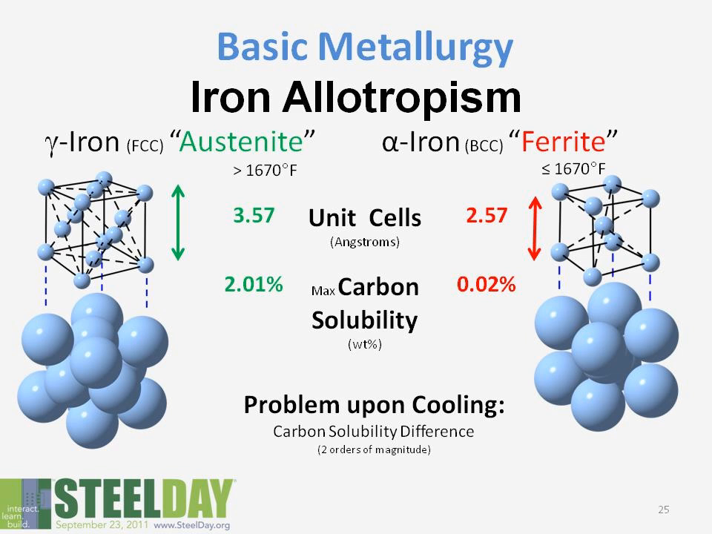Why is that important? Well, in this change from the face-centered cubic or the austenitic state to the body-centered cubic ferritic state at lower temperatures, we run into some difficulties. If we look at the unit cell, we can see that austenite has a larger cube than does ferrite. As a result, when they transform, and due to atomic packing, we find we have a difference in carbon solubility. So austenite can retain up to 2% carbon, whereas ferrite can only retain up to 0.02% carbon. So upon cooling, we have this problem. What happens to the additional carbon?